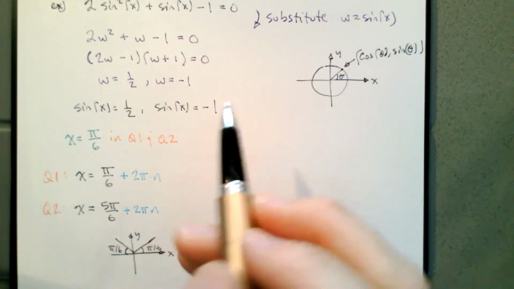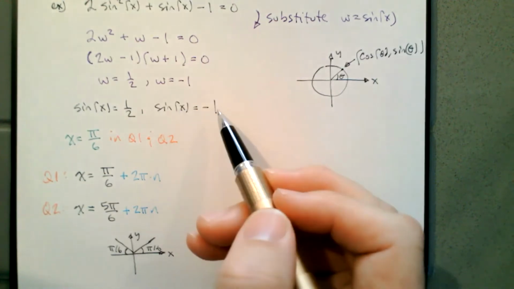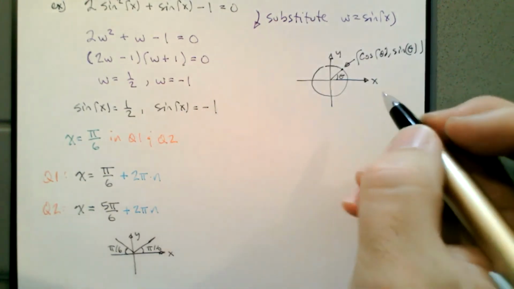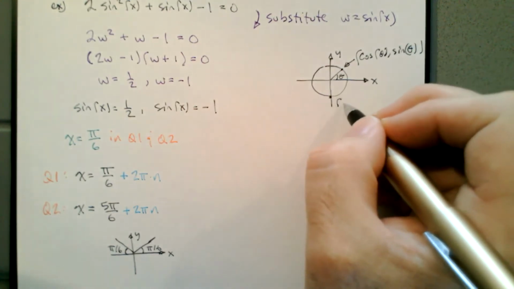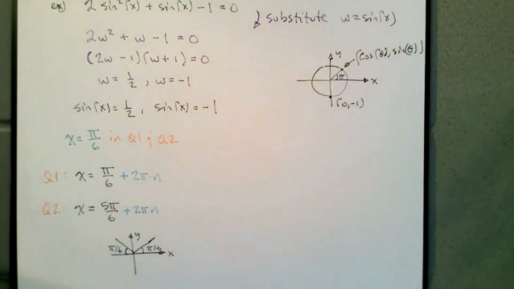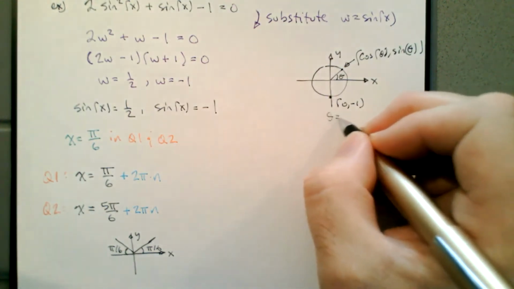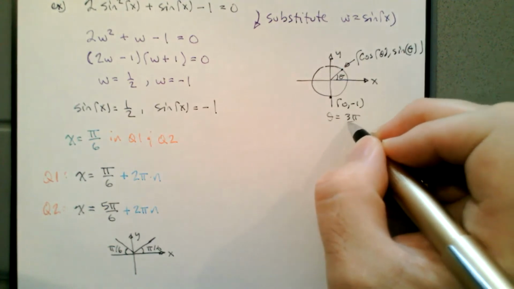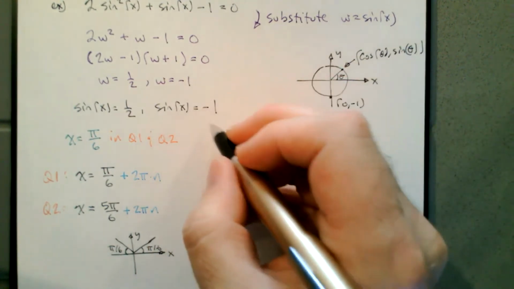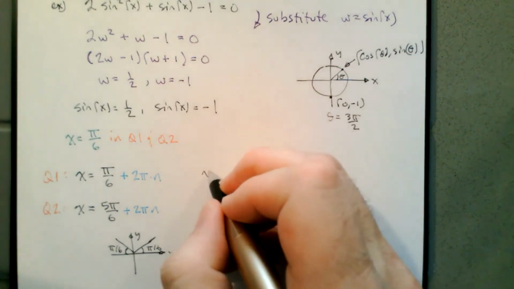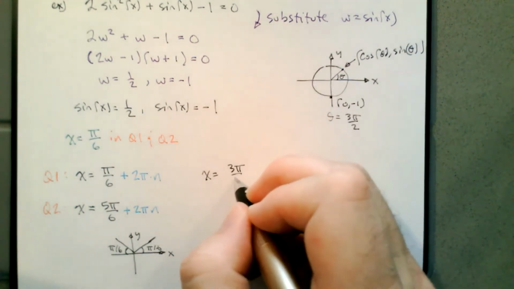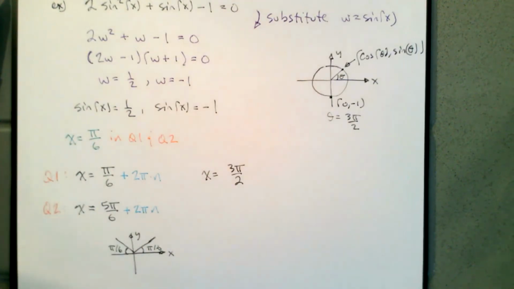Okay. So the trick here is that when we have sine of x equals negative 1, this one's going to land on one of the axes, because now we're looking at this point, 0, negative 1. Because on the unit circle, we're looking for the angle that has a y coordinate of negative 1. And so this happens at 3 pi over 2, or 270. So this part of the equation is going to give us an x of 3 pi over 2, and then everything coterminal with 3 pi over 2.